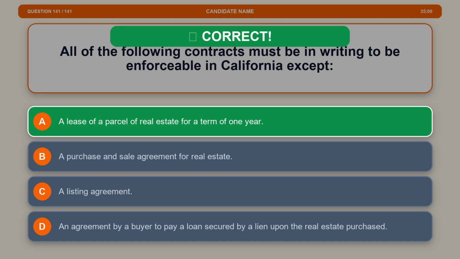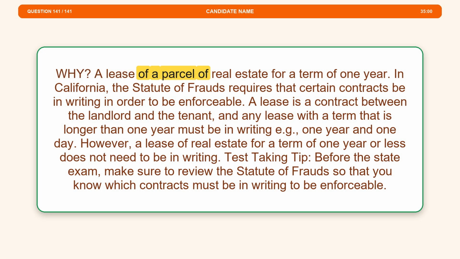The correct answer is option A. A lease of a parcel of real estate for a term of 1 year. In California, the statute of frauds requires that certain contracts be in writing in order to be enforceable. A lease is a contract between the landlord and the tenant, and any lease with a term that is longer than 1 year must be in writing, for example, 1 year and 1 day.